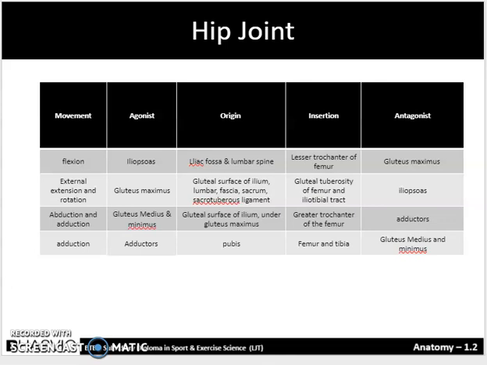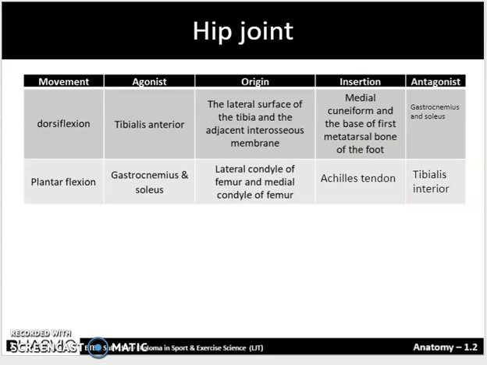The hip joint also allows dorsiflexion, and when it creates this movement, the agonist is the tibialis anterior, and the antagonist is the gastrocnemius and soleus. The origin at this point would be the lateral surface of the tibia and the adjacent interosseous membrane, and the insertion would be the medial cuneiform and the base of the first metatarsal bone of the foot.